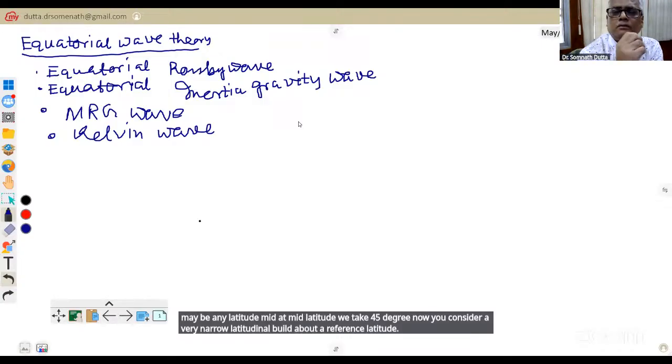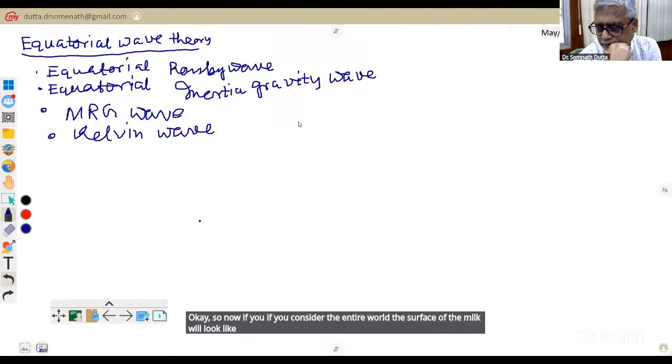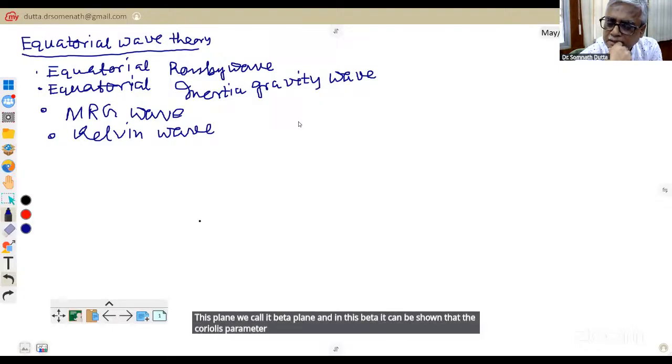Okay, so now if you consider the entire belt, the surface of the belt will look like a curved surface. I hope everybody will agree. But if you consider a limited part of the belt, then that limited part will appear as a plane, and this plane we call the beta plane. And in this beta plane, it can be shown that the Coriolis parameter varies linearly with latitude, that means y.